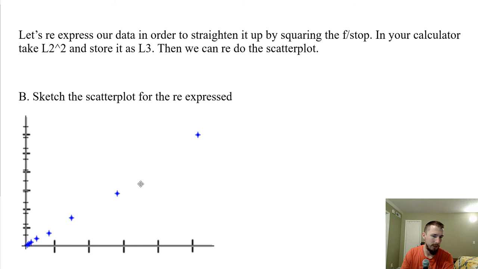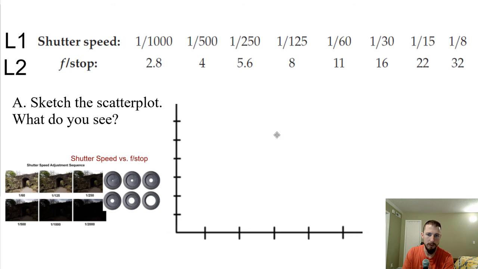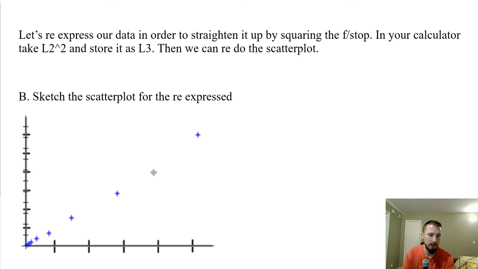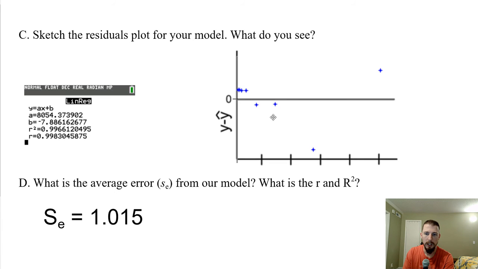Yeah, but there really doesn't look to be much curvature, at least compared to what we started out with. So I would say this successfully re-expressed the model. Even though there's some fan behavior, as our model goes higher, it becomes less accurate or less predictable. What's the standard deviation of the residuals, the average error for the model?